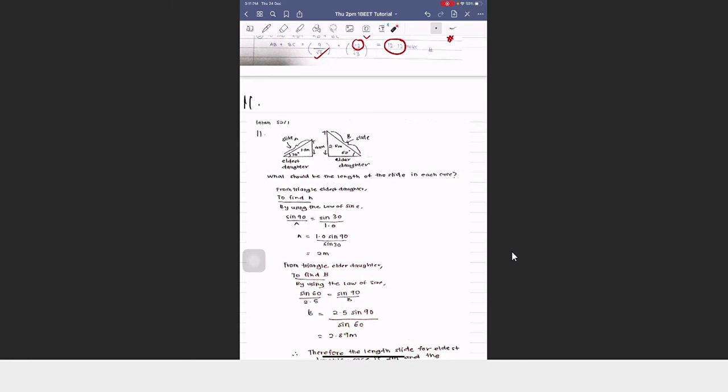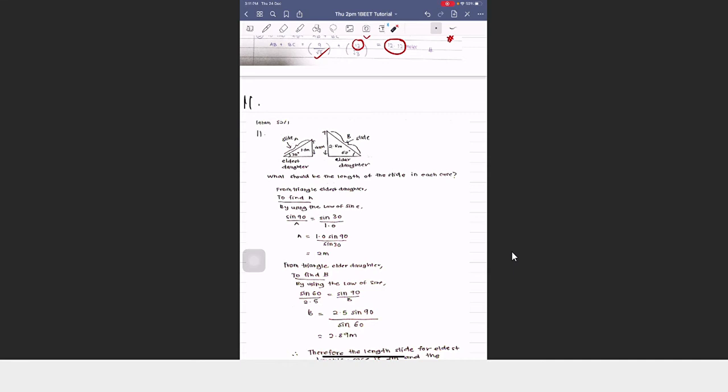All right. So what you have is Aziza plans to make 2 slides for his daughters to play outside his house. For the eldest daughter, age 4, she prefers a slide whose top is at a height of 1 meter and is inclined at an angle of 30 degrees to the ground. Whereas the elder daughter wants a steep slide at a height of 2.5 meters, inclined at an angle of 60 degrees to the ground. What should be the length of the slide in each case?